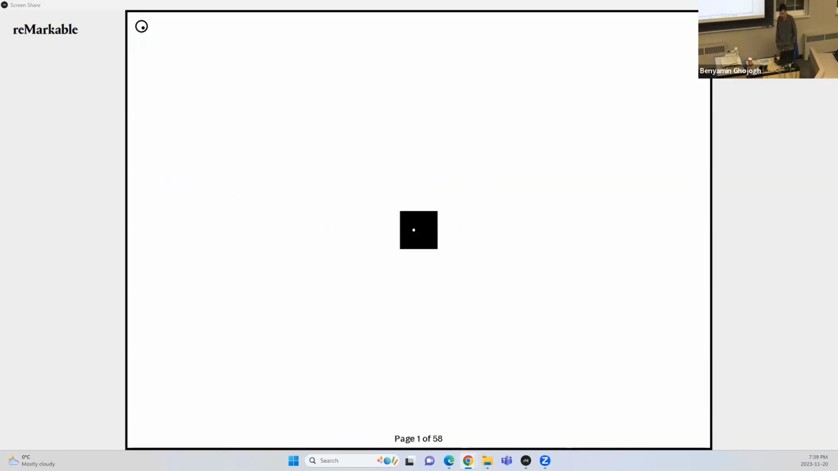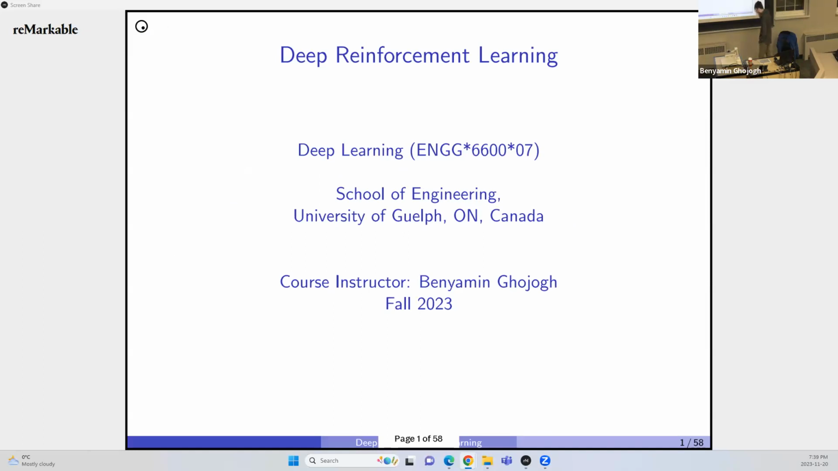The next topic is deep reinforcement learning. First off, let me confess that I'm not an expert in this area, so I don't know everything in this area. But my duty is to transfer whatever I know, my knowledge, to you. This is my limited knowledge, but I want to transfer it to you. I hope that I can teach it well.